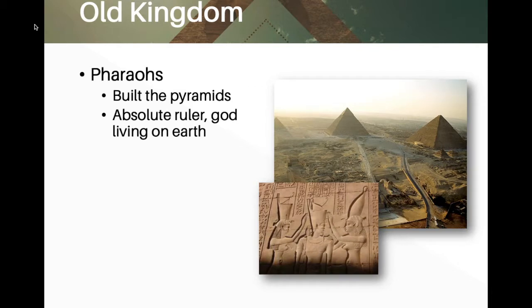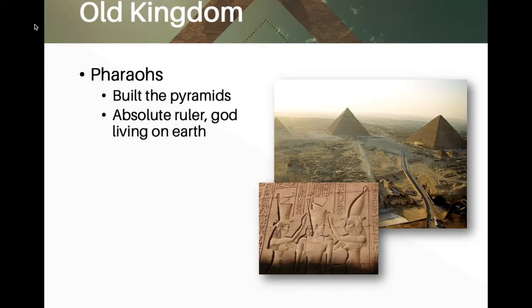One of the things that the Egyptians believed in ancient Egypt was that the pharaoh was an absolute ruler, and that he was divine, that he was God living on earth, and that the pharaoh would be worshipped.